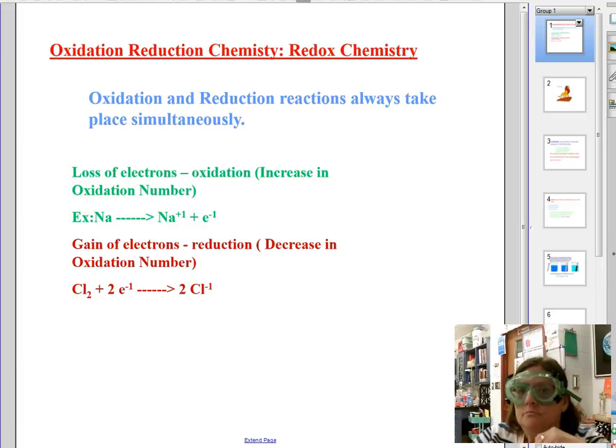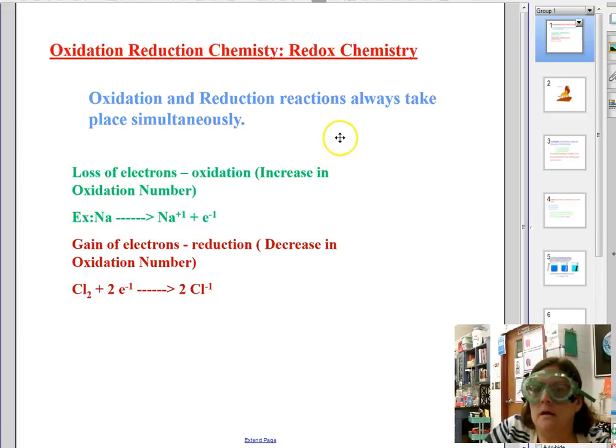as the reaction occurs. Okay? Oxidation reduction. Oxidation is loss of electrons, and one way to remember that is LEO. Loss of electrons equals oxidation. The other one is OIL.